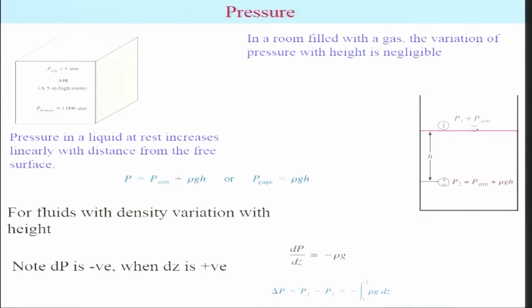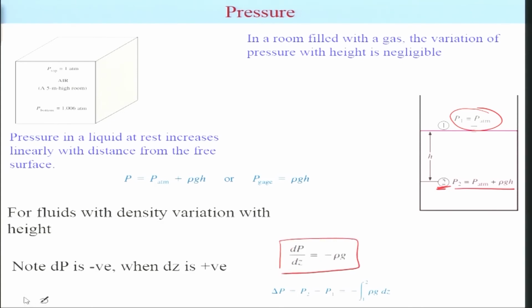So this is an example. This is a container containing a fluid. At the top of the layer of the fluid, the pressure is given as P atmosphere because it is open to the atmosphere, and somewhere in the fluid, let's say 2, the pressure is simply given by P atmosphere plus rho gh.